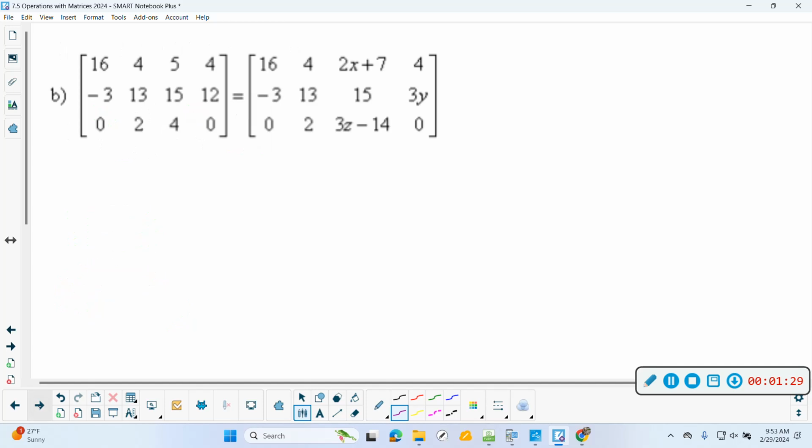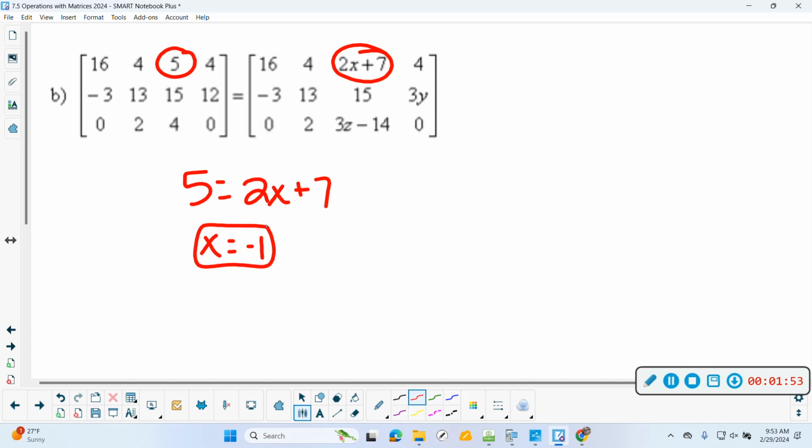Okay, next up, bigger matrices, very exciting. We have x, y, and z. Okay, I'm going to do them in order. I'm going to start with x, of course. What is its corresponding entry in the first matrix? What number? 5. So set them equal. You're going to have to do a little algebra. Big deal. Solve that for me for x. You can do it in your head probably. X is what? -1. Got it. Yeah, so fun, so fun.